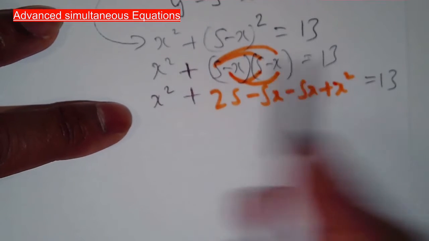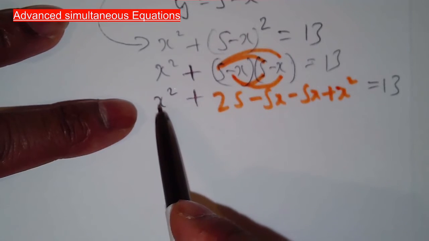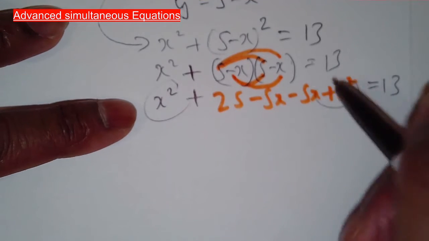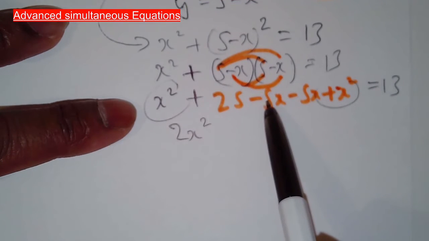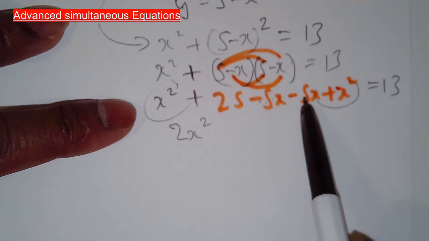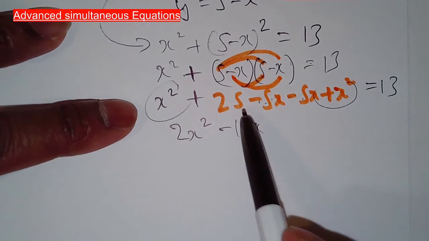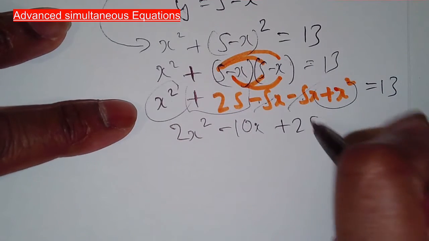Let's simplify all of that. Group into families, collecting like terms. x squared add x squared is 2x squared. Now deal with the x's. Minus 5x, take away 5x, on the number line, that would give you minus 10x. So that one's done. And then just the plus 25 by itself.